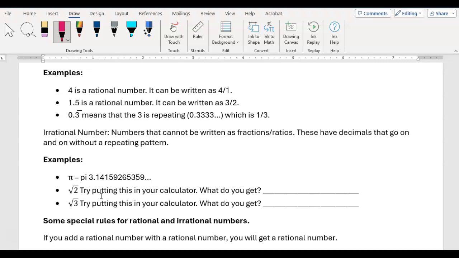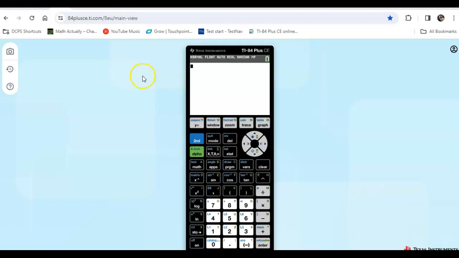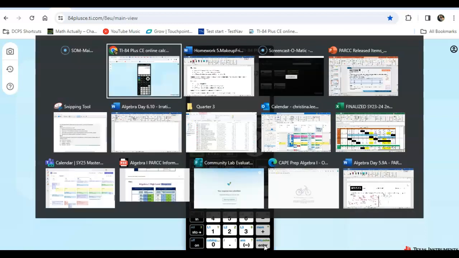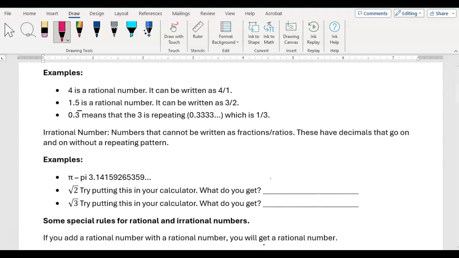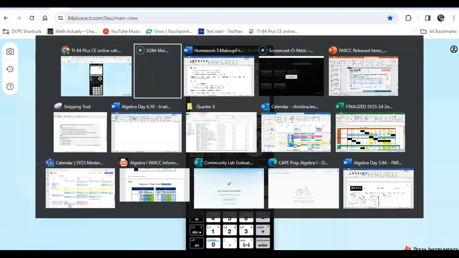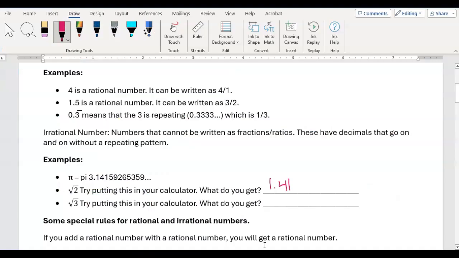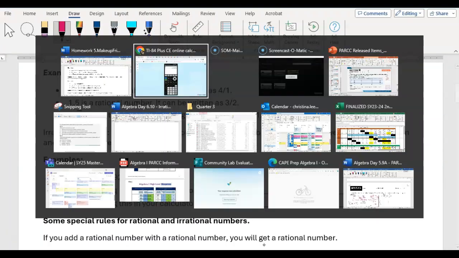If you try putting them in your calculator, let's see what we get. In your TI-84, your square root is on the square button, so second square makes it nice and easy to find. Let's try 2. Notice, 1.4142135. It doesn't appear that there's any pattern here. And so we could estimate that to be 1.41, I believe is what it was, to the nearest hundredth. But it would keep going on and on and on, right?